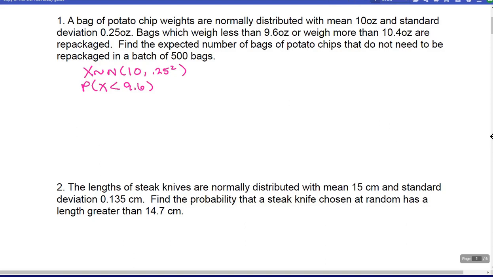All right, so now what? And then I also put the probability of X being greater than 10.4. Right. So now what? So after doing that, we convert it to z-scores. So this is going to be 9.6 minus 10 divided by what? 0.25. 0.25, which is going to give you what?